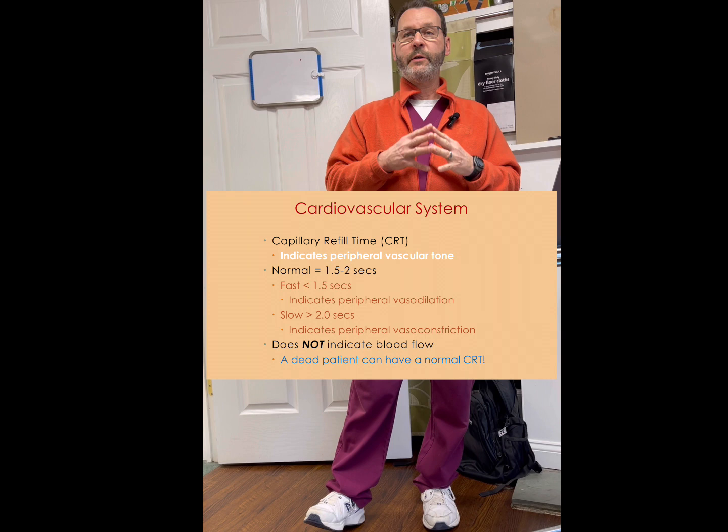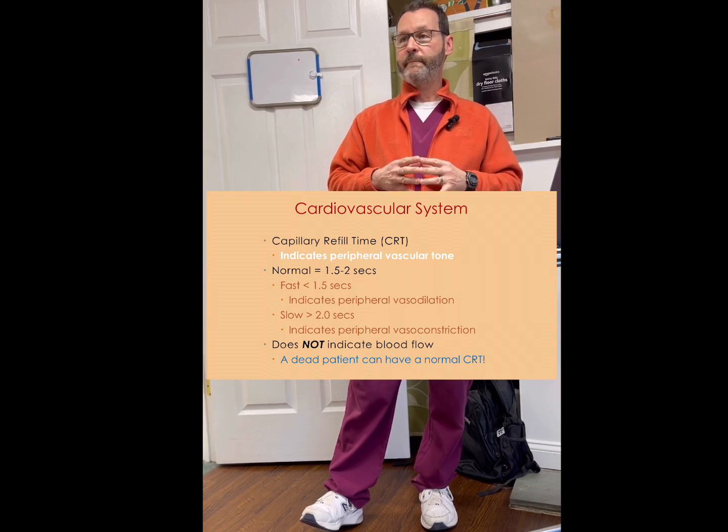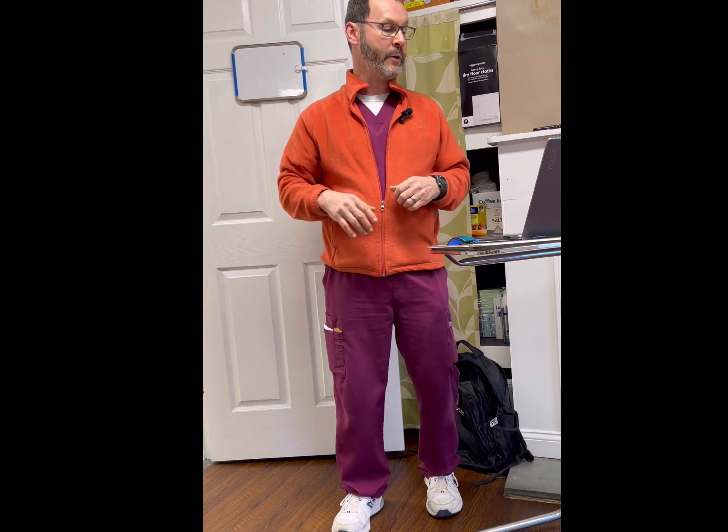CRT actually measures the peripheral vascular tone. It does not measure blood flow. A lot of people think I take that away and the blood's going to flow because the heart's beating to go right back to where it is. It doesn't. Actually, dead patients that do not have a heartbeat have a normal CRT or can have a normal CRT. So it measures the tonicity of the vasculature. Is it dilated, is it constricted, or is it nice and normal tone?